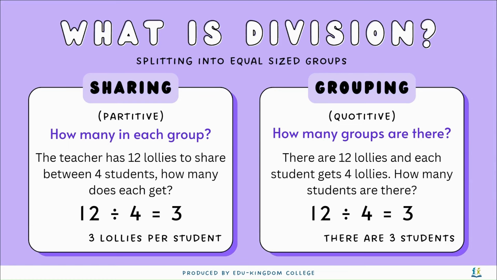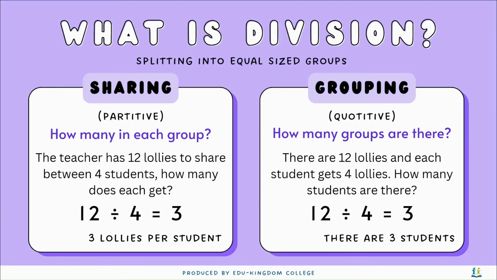For example, for sharing, the question can be, the teacher has 12 lollies to share between 4 students. How many does each get? We can work out that 12 lollies divided by 4 students gives us 3, 3 lollies per student. For grouping, the question can be, there are 12 lollies and each student gets 4 lollies. How many students are there? 12 lollies divided by 4 lollies gives 3 students. They both give the same answer, but the answer means different things.